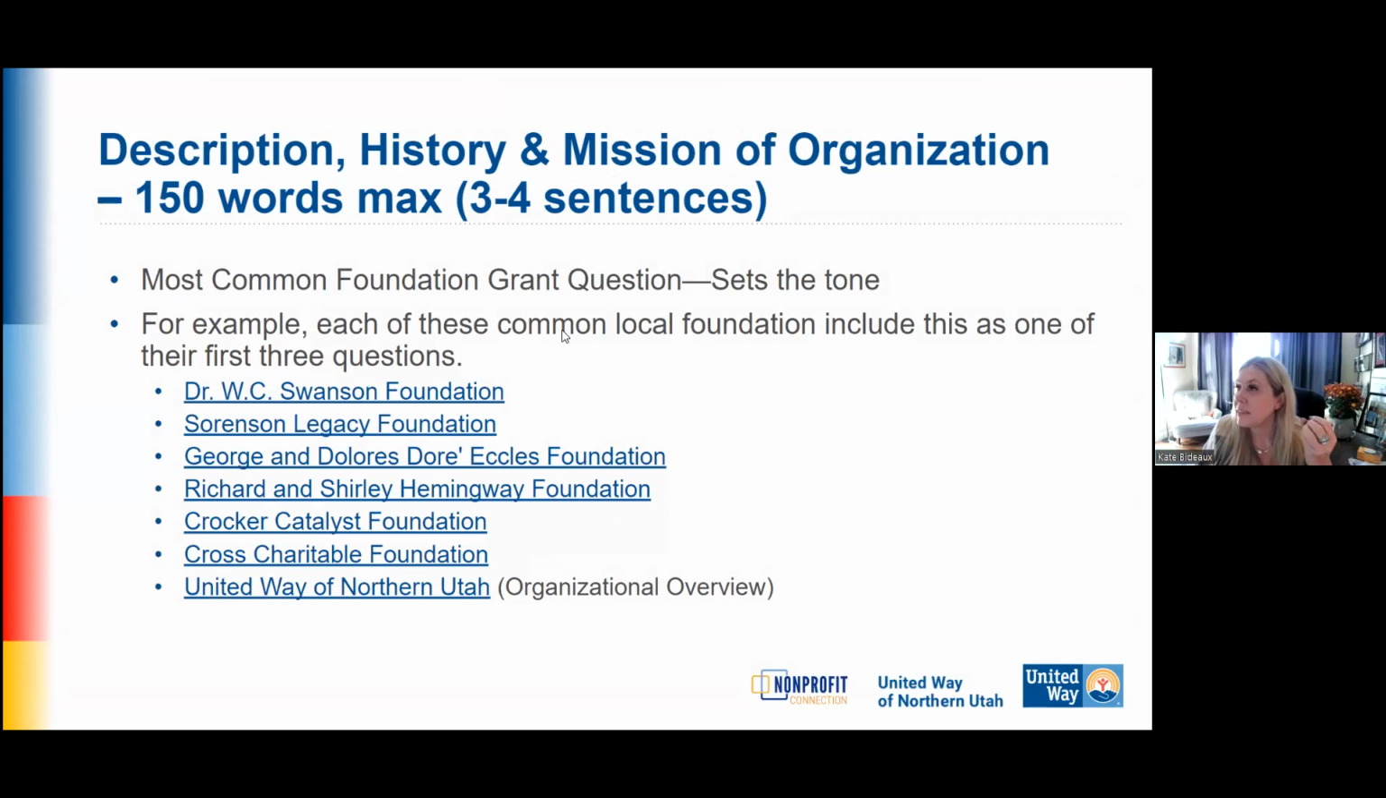So that would be one of the biggest tips that I would give you: have that ready, have that reviewed, have that perfect. So make sure you have multiple eyes on it. It is the most common grant question. It sets the tone. If you look at these, these are foundations, each one of these are hyperlinks. So the W.C. Swanson Foundation, the Sorensen Legacy Foundation, George and Dolores Dorey, Richard and Shirley Hemingway, Crocker Catalyst, Cross Charitable, and then United Ways. United Way calls it an organizational review. But they all have a question almost exactly like this on every single application, which is why you should have that ready to go. Any questions on that?